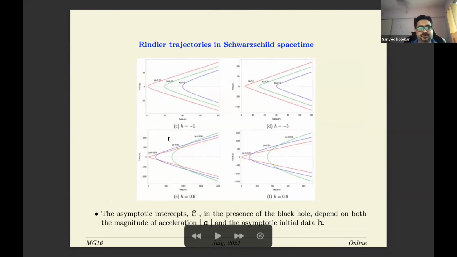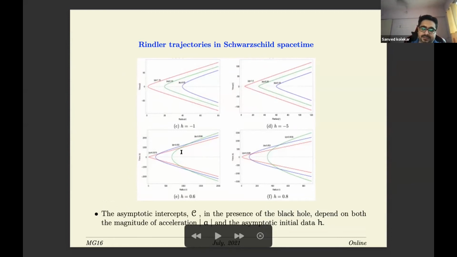Right now, these are only the pictures of the Rindler trajectories. This is essentially time plotted on the y-axis and radius plotted on the x-axis. The faint gray line which you see over here is the event horizon. That is the picture.